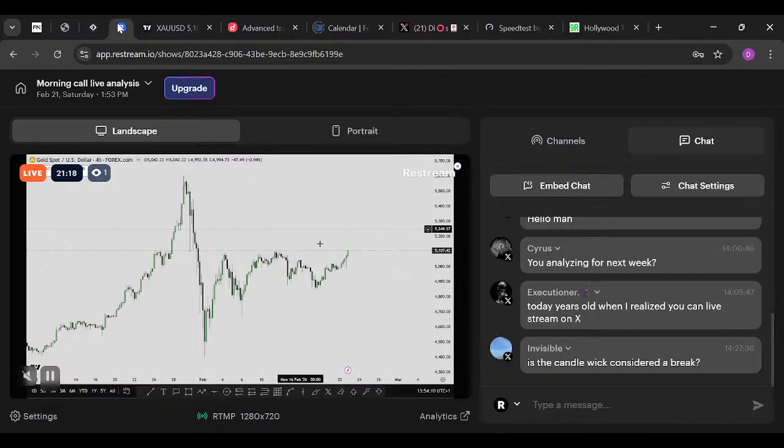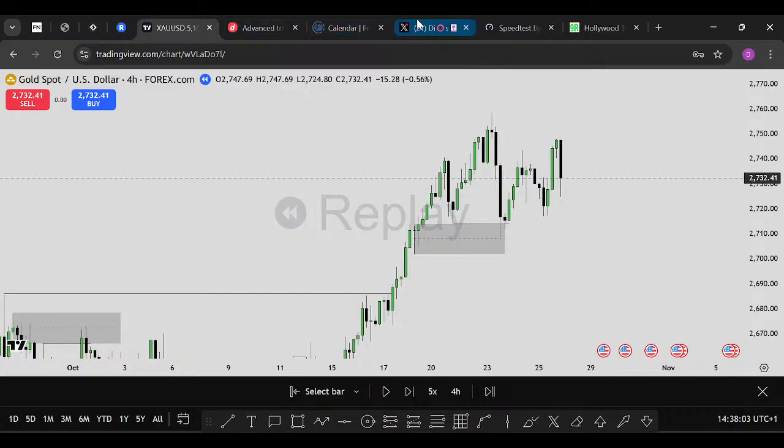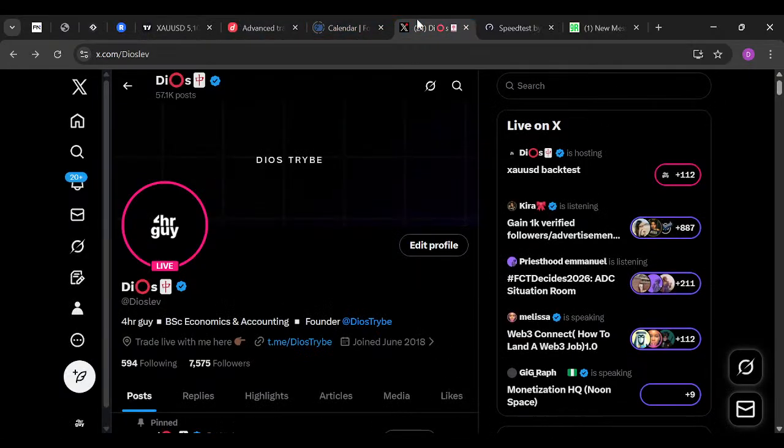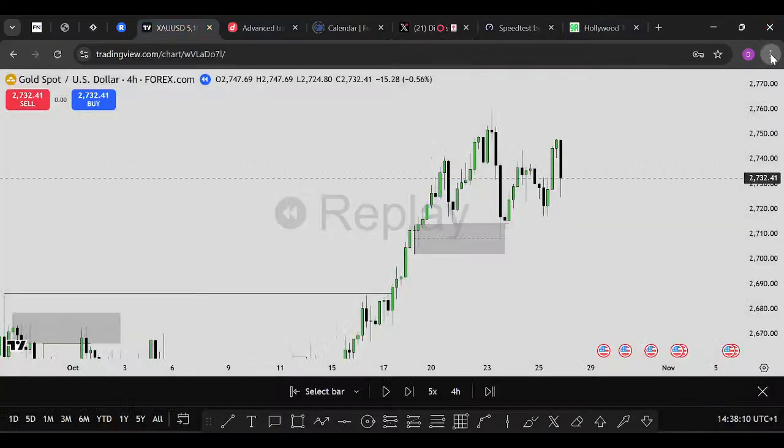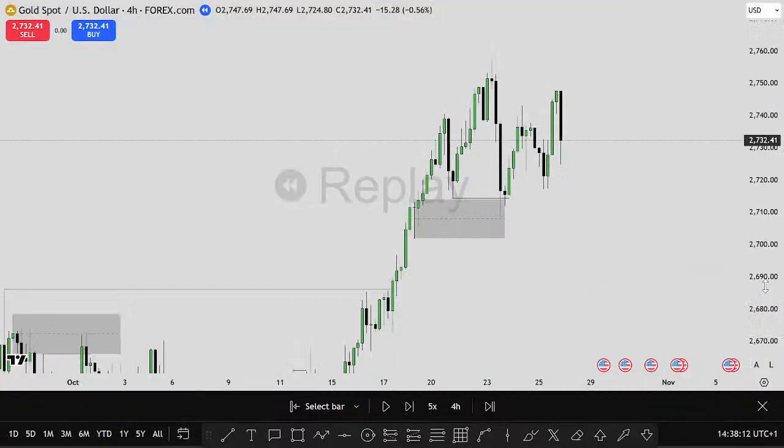Is a candle wick considered a break? Some people consider the candle wick a break, some people do not consider it a break. For me, the way I trade, especially when I'm dealing with liquidity, I consider it a break. Why? Because every detail, every movement counts when it comes to liquidity.